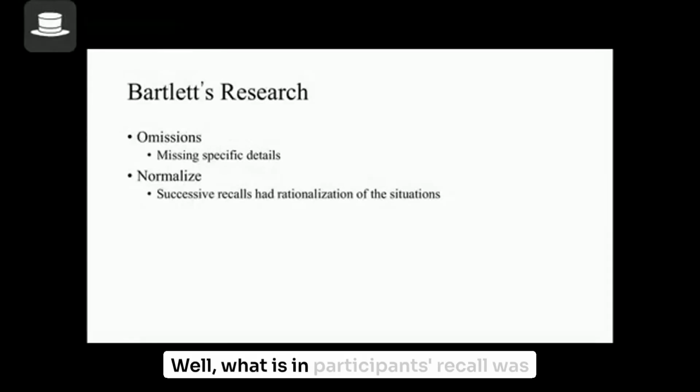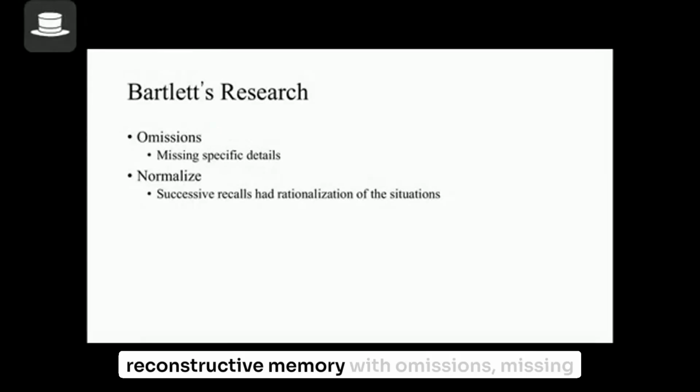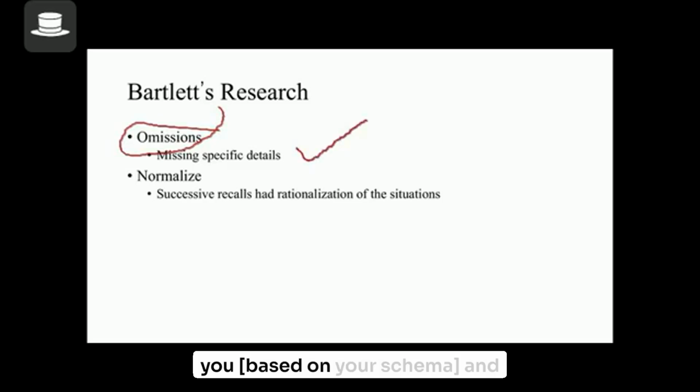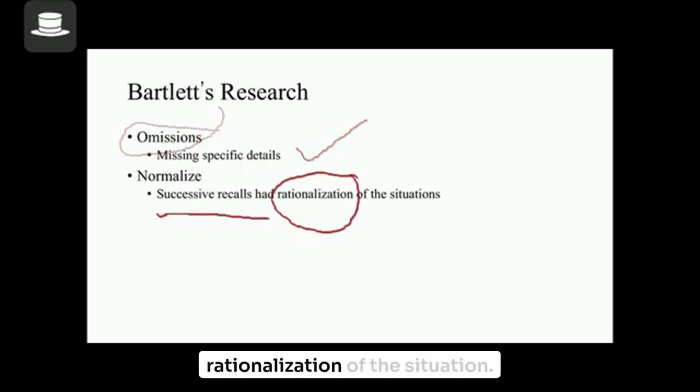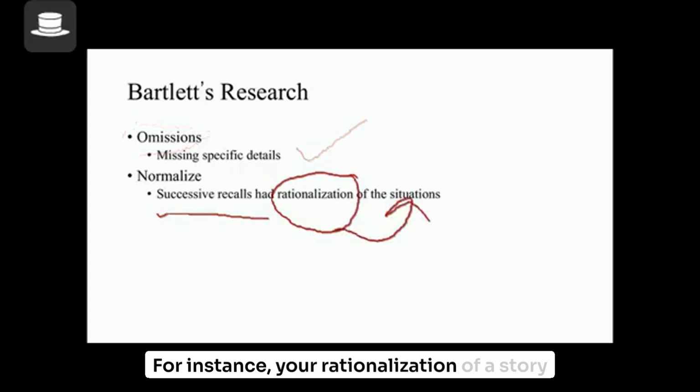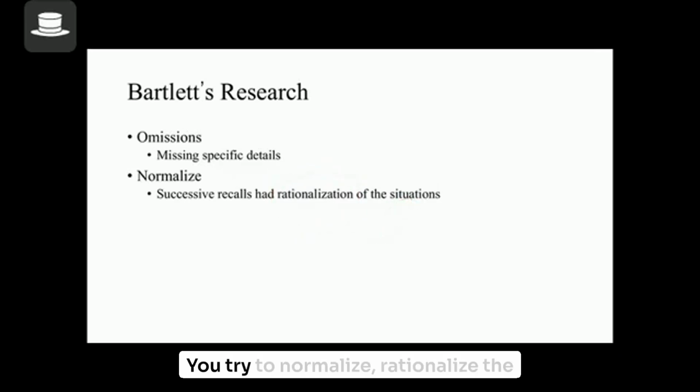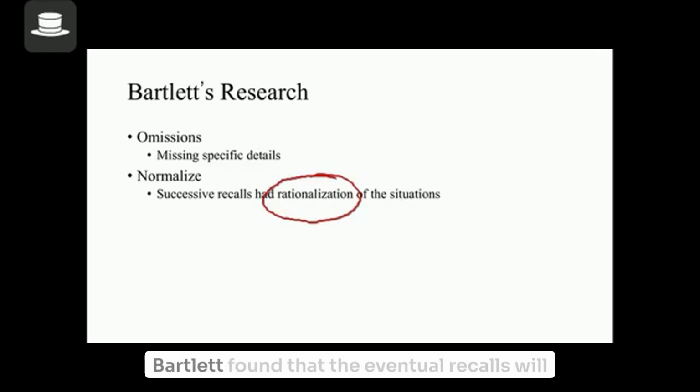In Bartlett's research, what is in the recall? Well, what is in participants' recall was reconstructive memory with omissions, missing specific details which don't make sense to you based on your schema, and normalization. Successive recalls had some sort of rationalization of the situation. For instance, your rationalization of the story of me touching the feet of your grandmother would be, he's trying to pull her leg. You try to normalize, rationalize the situation based on your schemas. Bartlett found that the eventual recalls will have a lot of missing specific details and a lot of normalizations.